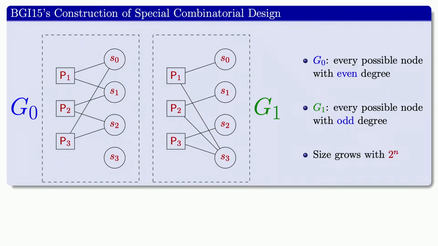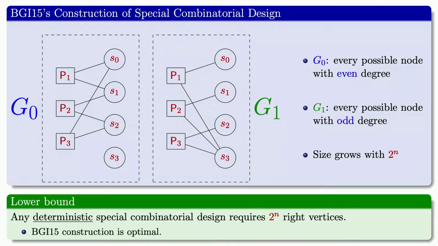Okay, but notice that the size of the combinatorial design grows exponentially in the number of parties. To support n vertices on the left, you need 2 to the n vertices on the right. In our paper, we proved that if you want a deterministic way of constructing this special combinatorial design, you have to use 2 to the n right vertices. So in that sense, BGI-15 is optimal. I won't tell you how the lower bound works, except that it is heavily inspired by the positive construction. You sort of reverse engineer it and see that everything is needed there.